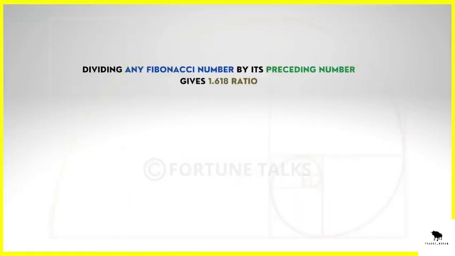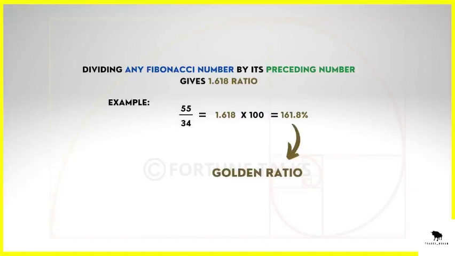In a similar manner, if you divide any Fibonacci number by its preceding number, then we will get the ratio 1.618. For example, if you divide 55 by 34, you will get 1.618 or 161.8%. This ratio is very popular and it is called the golden ratio. Now, this ratio appears many times in geometry, art, architecture, nature, etc. The ratio is simply the inverse of the 0.618 ratio.